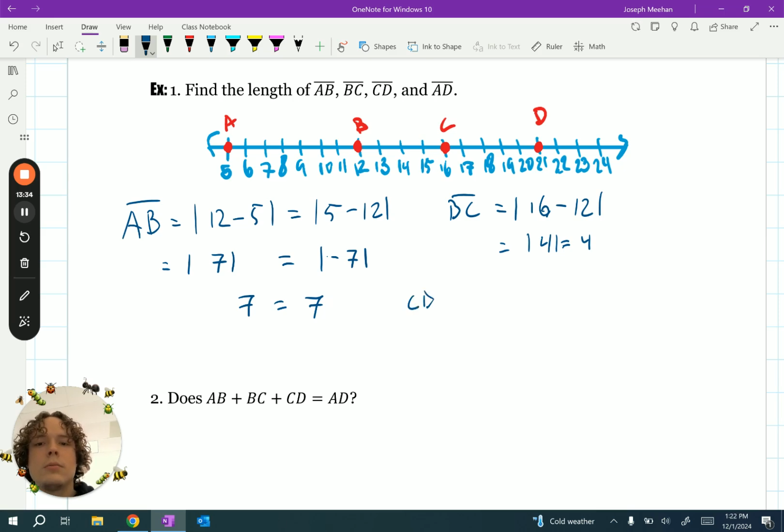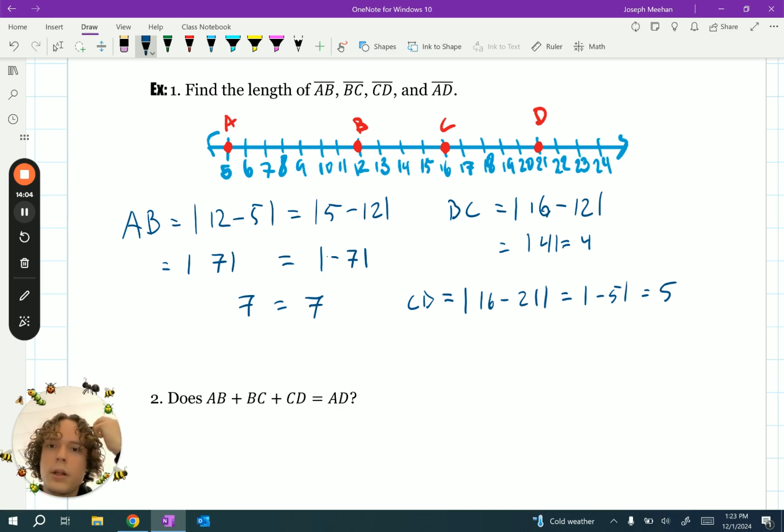Let's do CD. I just talked about how we don't need that up there when we're talking about length, but I put it there anyway. CD is, we did 16 minus 12 last time, so now let's do C minus D, which is 16 minus 21, right? The order doesn't matter because of the absolute value. So it's really going to be the absolute value of 16 minus 21, which is what? -5. So the absolute value of -5 is 5.